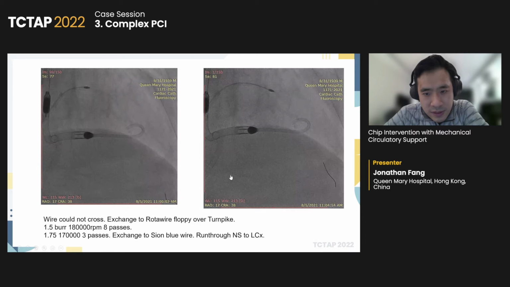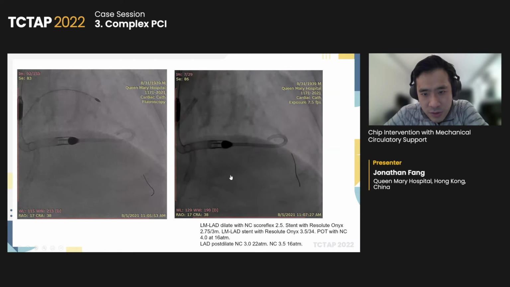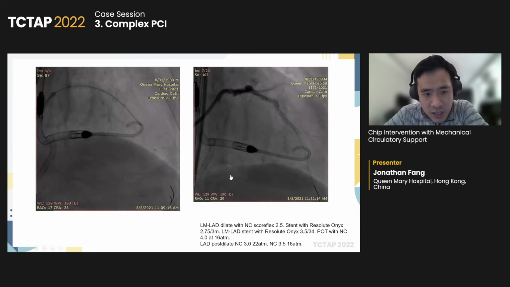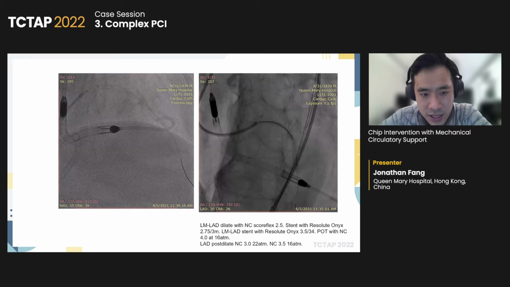And then exchanged to a Runthrough, and then we further used a scoring balloon. And we proceeded to stent this artery with a 2.75 stent in the LAD, and also a 3.5 by 34 in the left main into the LAD. And then we post-dilated. We did a POT with a 4.0 balloon at 16 atmospheres. And then we post-dilated with a 3.0 balloon, 3.5 balloon at 16 atmospheres.